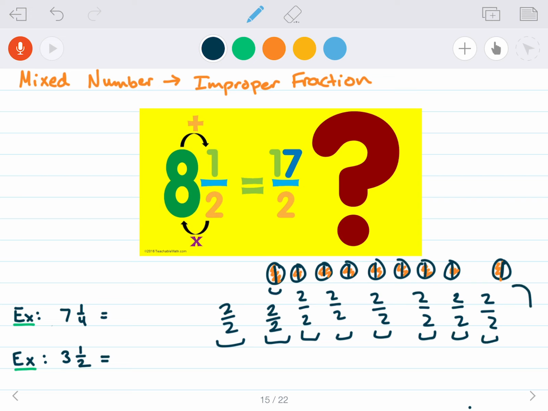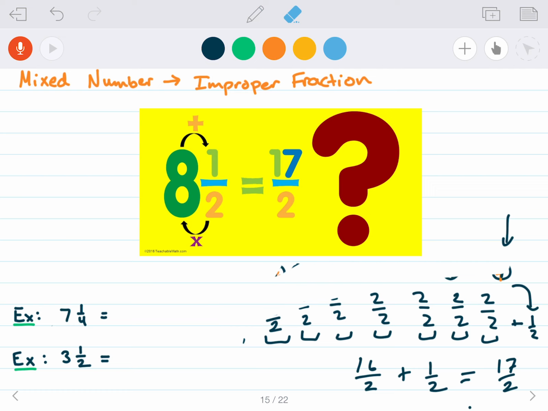And then finally, this guy represents just a half. So each of those whole circles are 2 halves, and then we have 1 half. So 2, 4, 6, 8, 10, 12, 14, 16 halves is the 8 filled in pies, plus that lonely half over there. Well, how many is that? That's 17 halves. That's pretty cool, right?